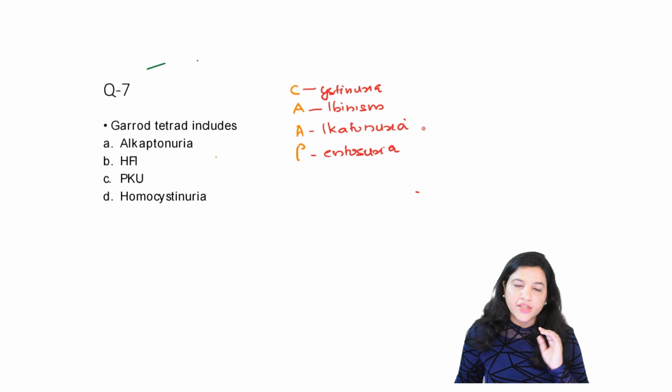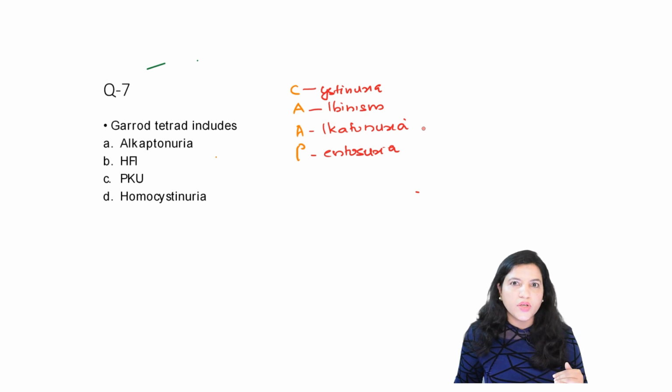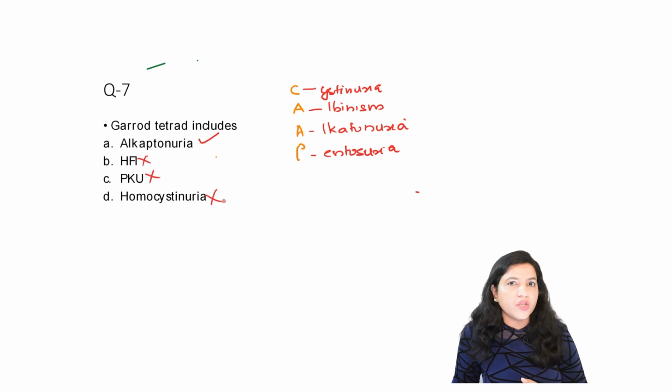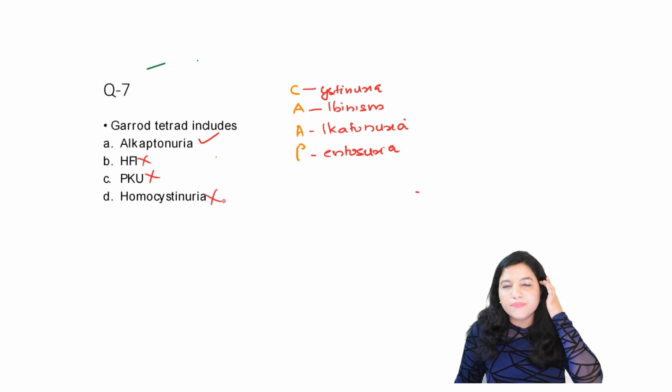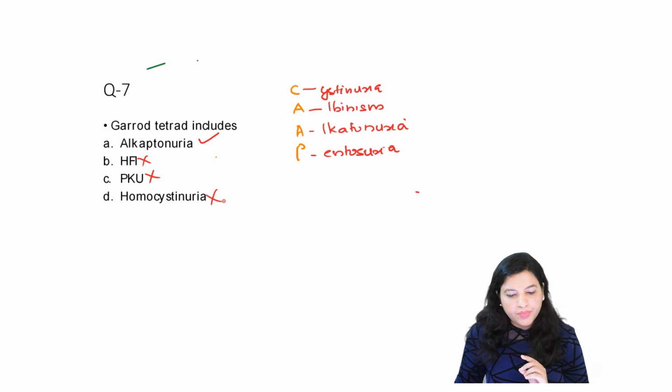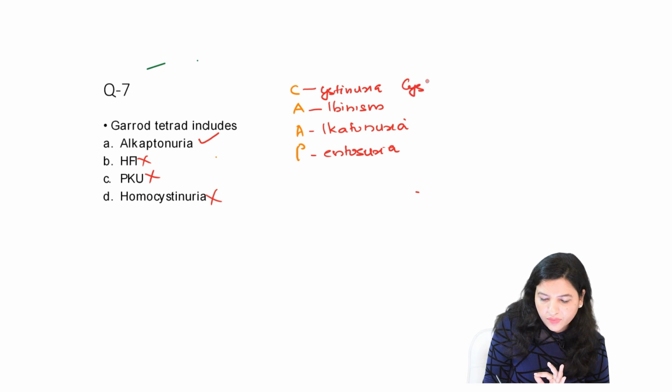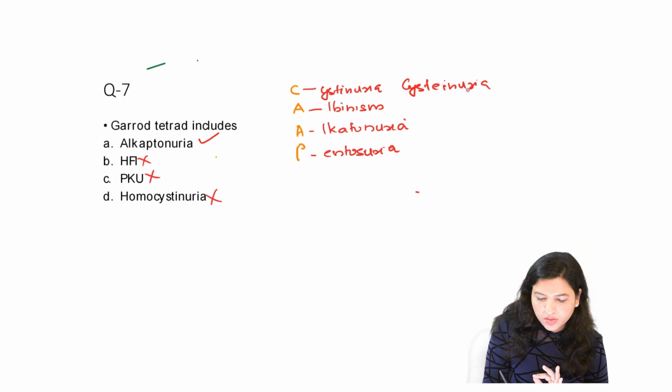So Garrod's tetrad, from the given options, should include alkaptonuria, not HFI, not PKU or homocystinuria. It is not homocystinuria, it is simply cystinuria. Remember, it is cystinuria. Cystinuria.